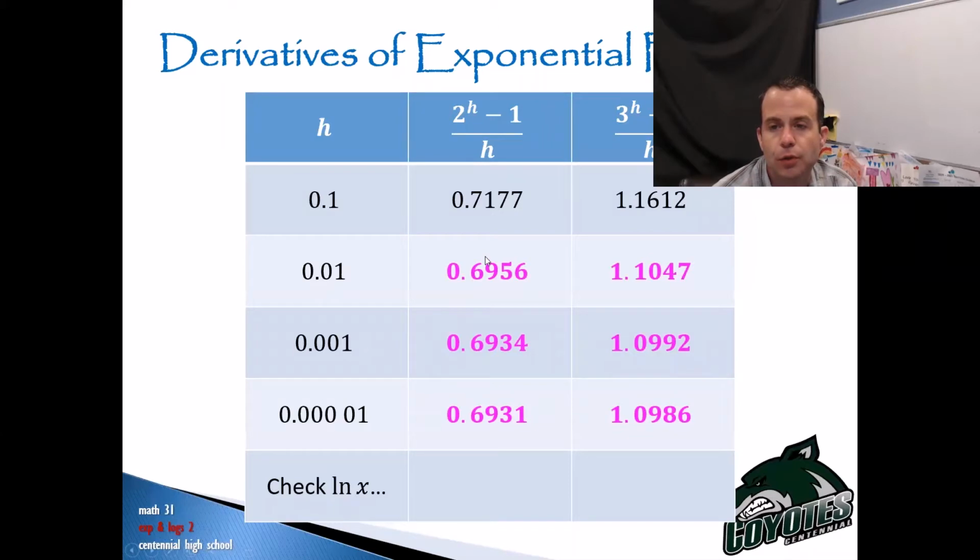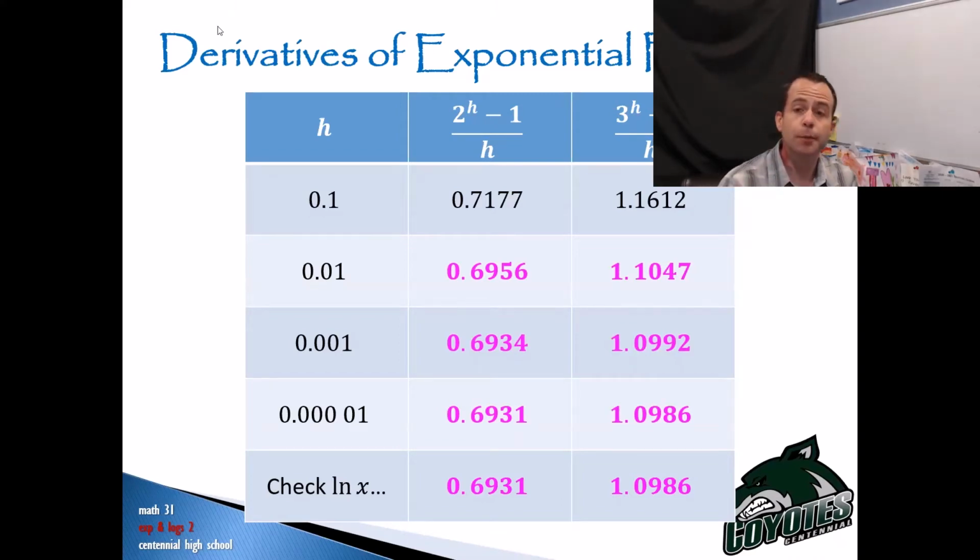Okay, and so it looks like we're approaching 0.69 for sure. And for 3, we're approaching 1.0986. Now what I want you to do is check what ln x is. So remember, we're looking at 2 and 3. In your calculator, figure out what ln 2 is and what ln 3 is. And what you're going to notice is it's actually the same digits as when we got all the way down to 0.00001.